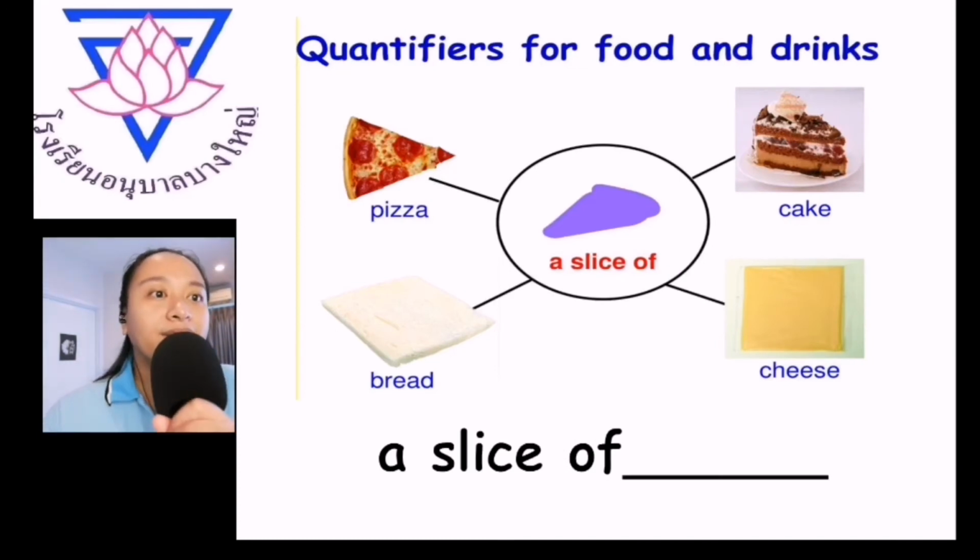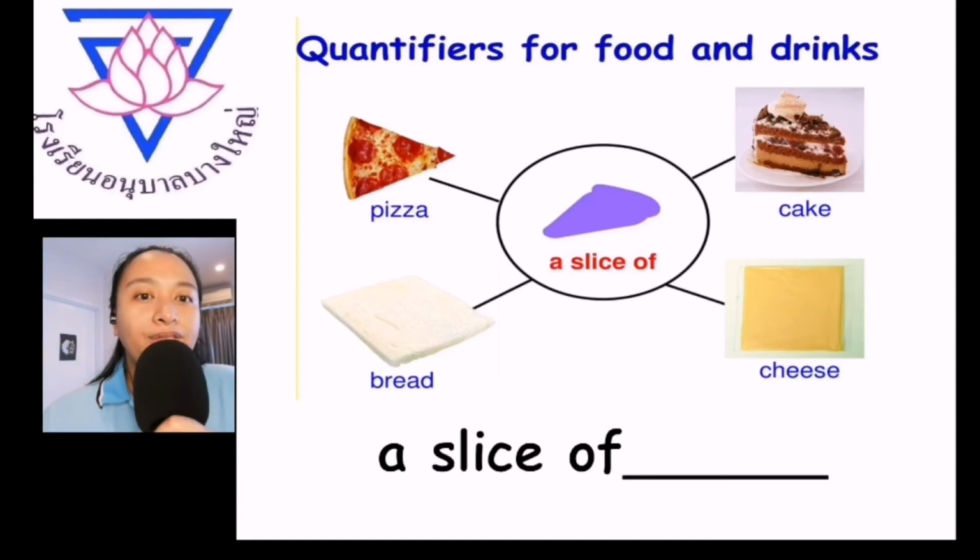Next, we will use the words a slice of. So we will say a slice of pizza, a slice of cake, a slice of bread, a slice of cheese.